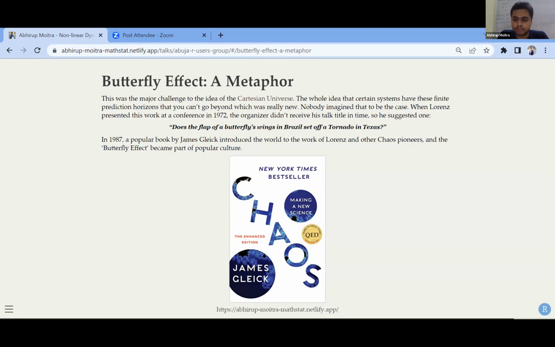And so, coming back to the topic, the book introduced the world to the work of Lorenz and the other chaos pioneers, and the butterfly effect became very popular in the culture at that time. Like Albert Einstein's work, the special theory of relativity and so on, that's how he became famous in scientific communities. That's how chaos, the butterfly effect and his work became famous and made him more popular.